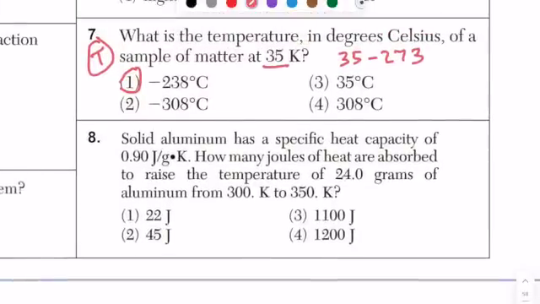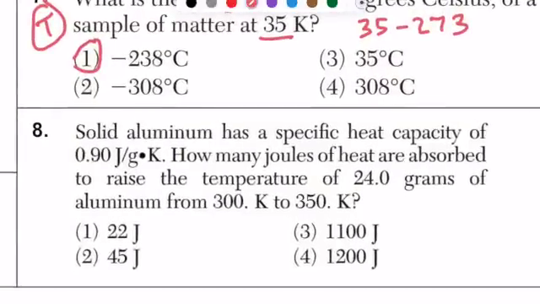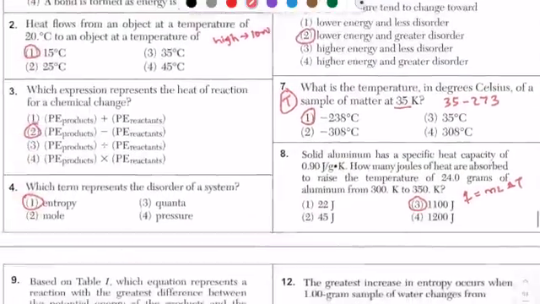Solid aluminum has a specific heat capacity of 0.9. How many joules of heat are absorbed to raise the temperature of 24 grams from 300 to 350? So this is an example of a problem where we can use Q equals mcΔT. You're solving for Q, so plug in your mass, which is 24, times specific heat, which is 0.9, times the difference in temperature, which is about 50 Kelvin. Remember, you do final minus initial, so 350 minus 300, that should be 50. So this is about 1080, which can be rounded to 1100.